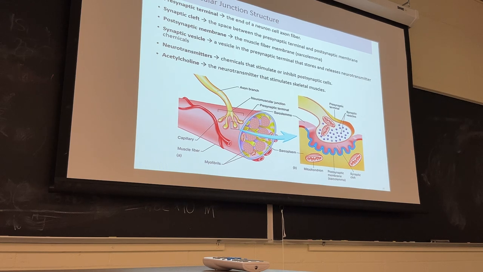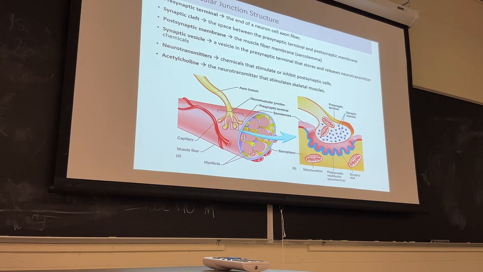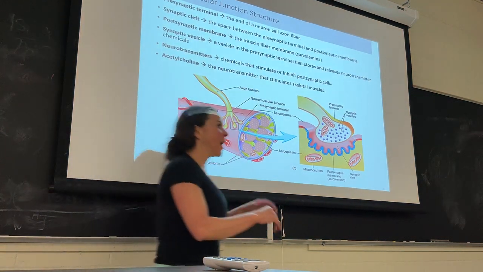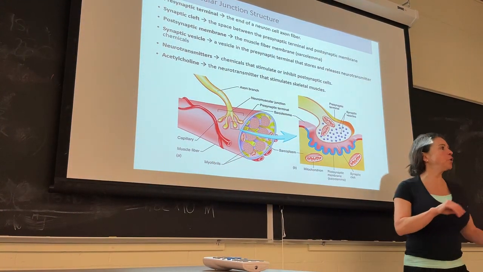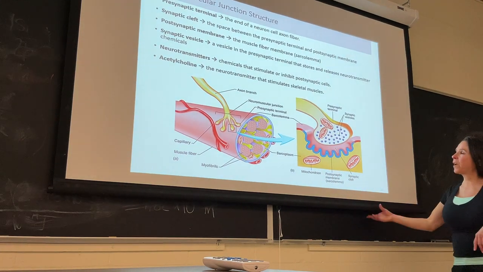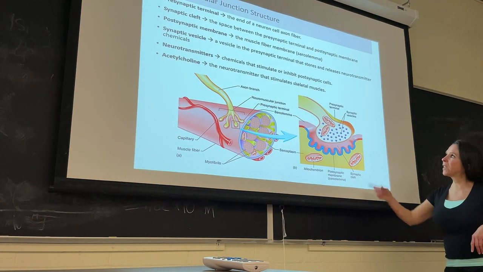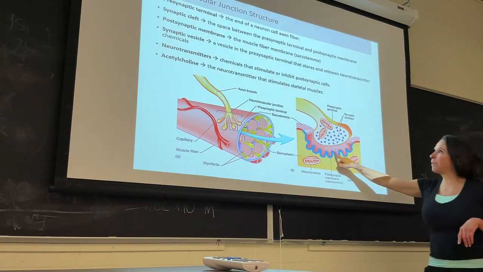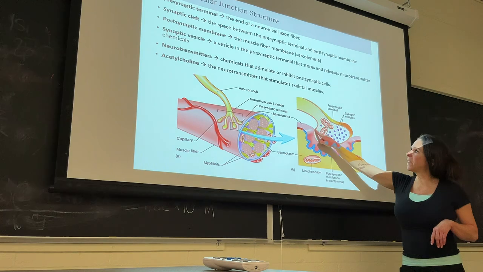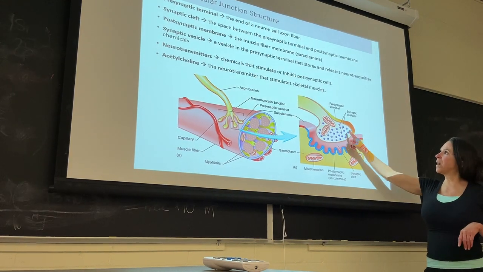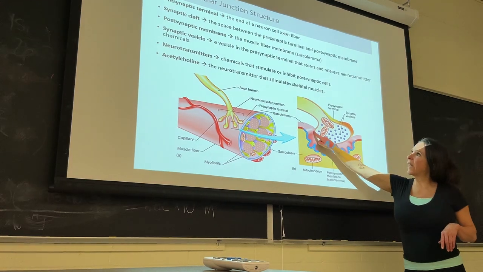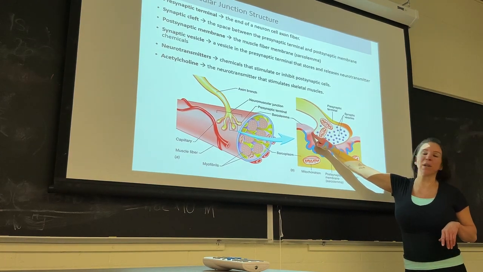Now let's look at the actual components of a neuromuscular junction. Don't get all nitty-gritty on this, but you do need to know the components of a neuromuscular junction, okay? You've got the presynaptic terminal right here. That's basically the end of the neuron cell, the axon fiber, the end. That's the presynaptic terminal.